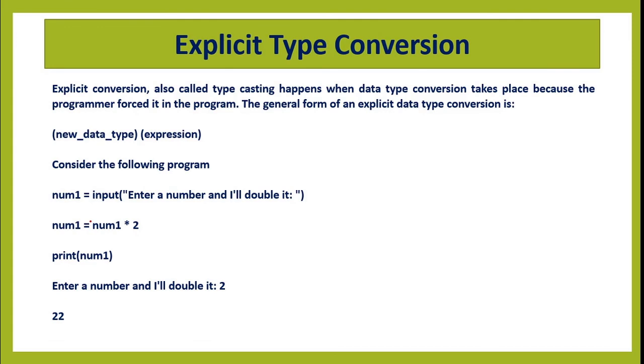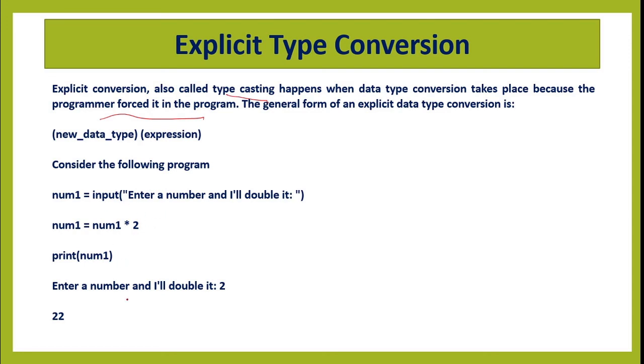The next one is explicit type conversion. So what is explicit conversion? This is also called typecasting. It is when data type conversion takes place because the programmer forced it in the program. The syntax for explicit data type conversion is new_data_type(expression). See the example: num1 = input("Enter a number and I will double it"), then num1 = num1 * 2. Then we print the value of num1.